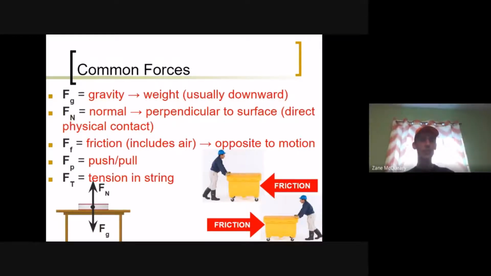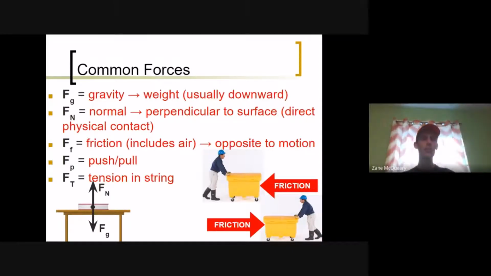Anytime that you are near the Earth's surface, gravity is usually going to be present. Sometimes in a word problem, it might be disguised with the word weight. It's still the same thing as gravity, just displayed a little differently. Another thing to know about gravity is it's usually downward, or even better, it's towards the center of the Earth when we're near it.